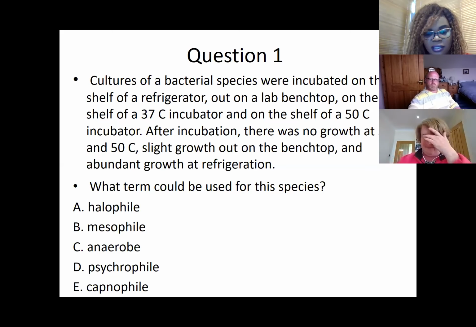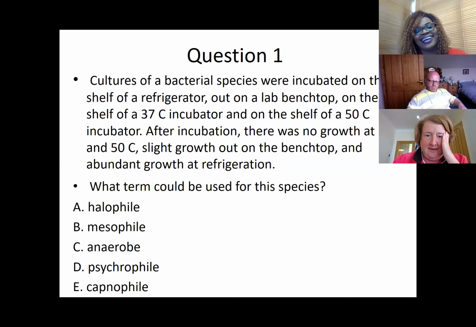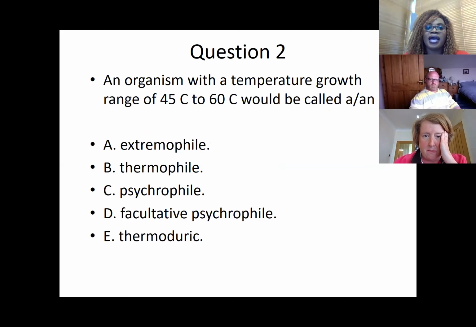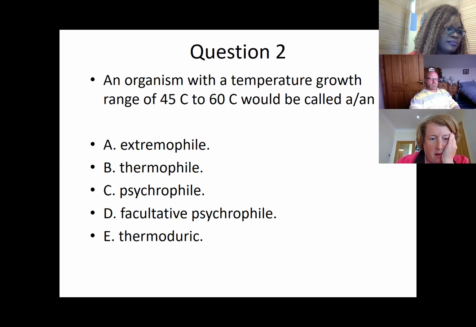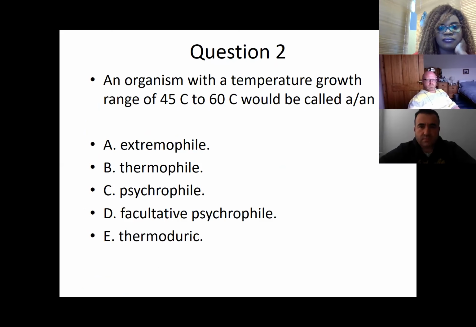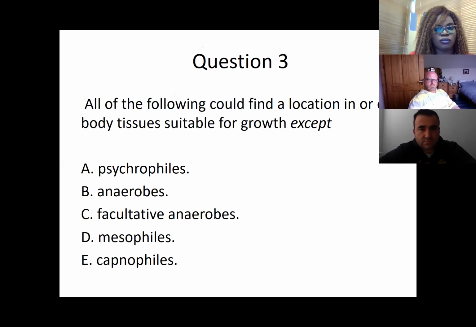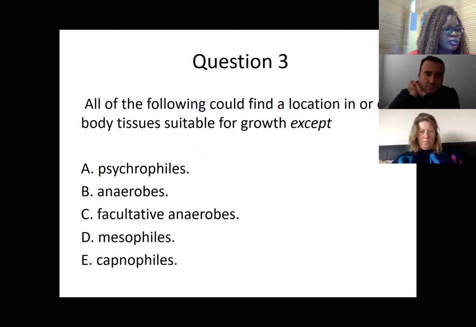Psychrophile. So number D. That's correct. Number D is the correct answer. Okay, question number 2. An organism with a temperature growth range between 45 degrees centigrade to 60 will be called a or an... B. Fantastic. B. Number 3. All of the following could find a location on the body tissue for growth, except which one?